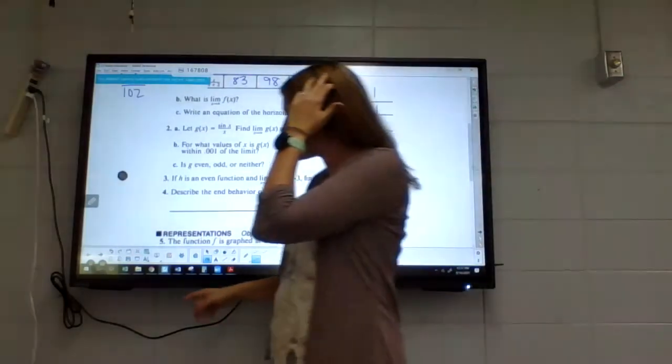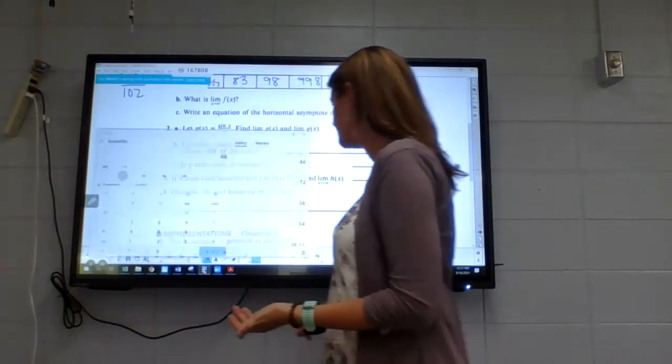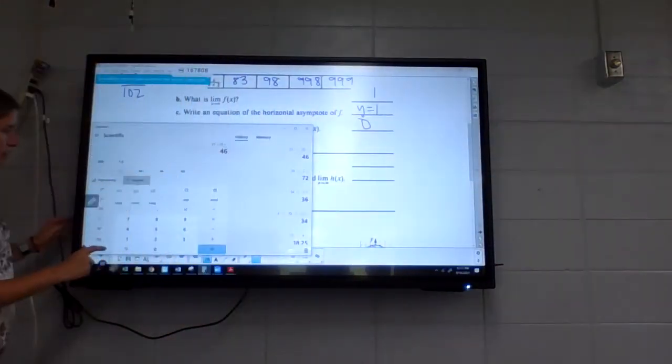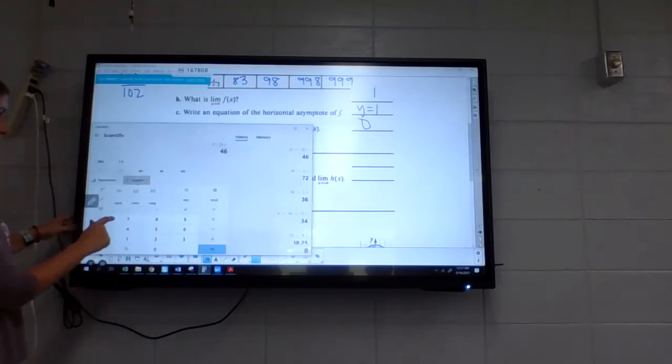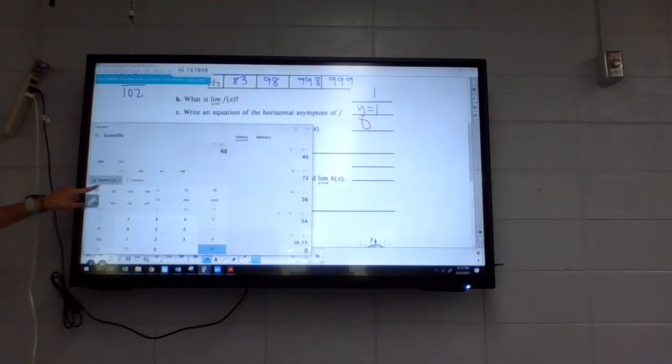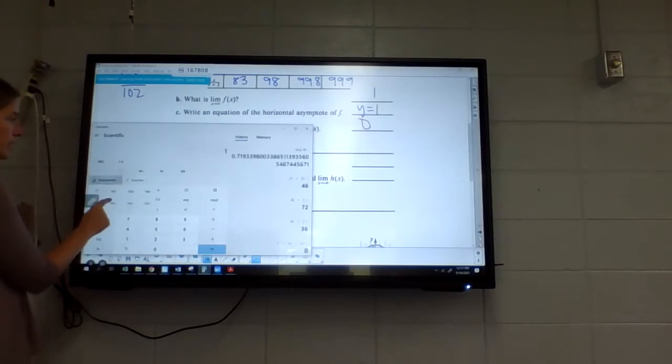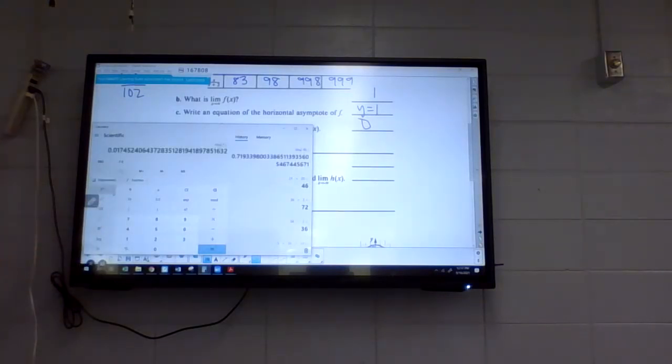You might have to play around with this a little bit. How about the sine of 1? I'll show you guys, some of these are kind of goofy. So the sine of 1, you get an outcome there. Then we can divide that by 1, and that would be that number.